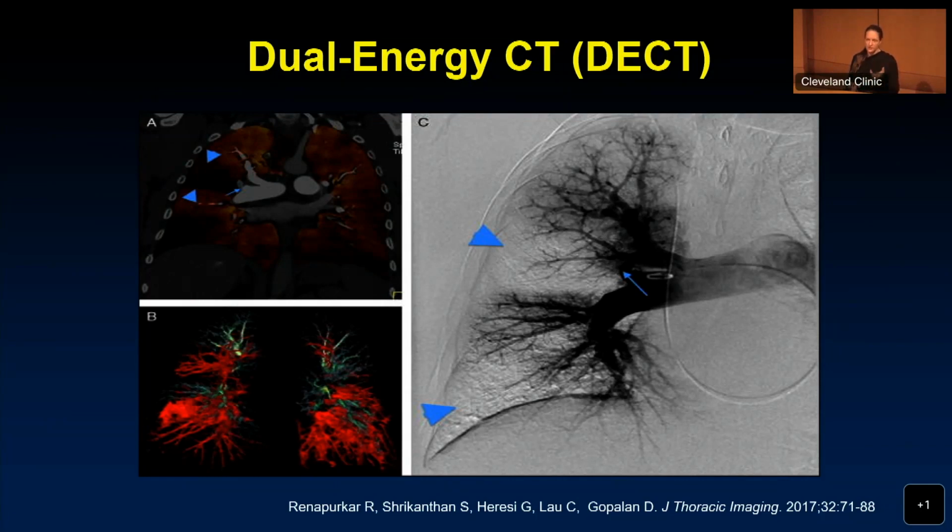Technically, if you're just doing the perfusion side of the VQ scan, it's probably going to give you similar information, but the nice thing about the ventilation side is it actually tells you if that's viable lung that's getting ventilated and getting air.